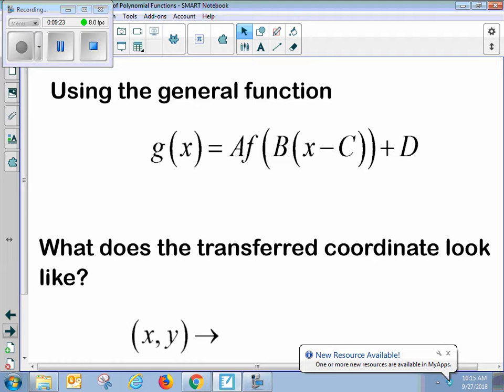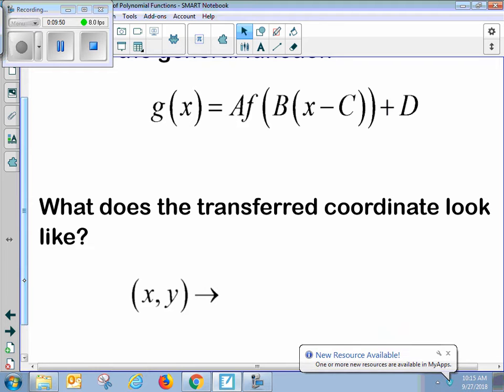Okay, now let's think about the Y. Well, by default, it must be A and D. But let's think about what you do. If you were graphing an ordered pair, what do you do with the Y part of the ordered pair? Go up or down. What does the A value do? Stretch and compress vertically. And what does D do? Moves it up and down. So their actions go with their specific variables.